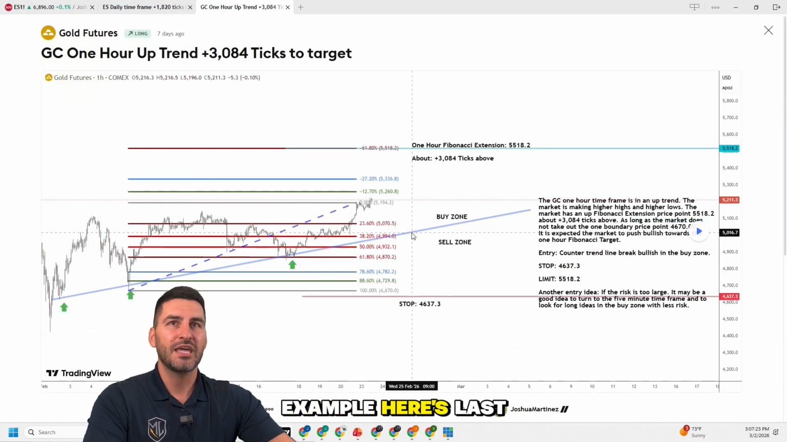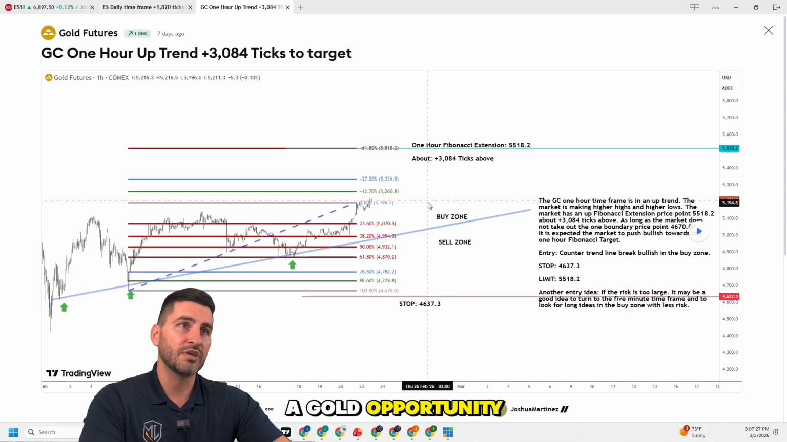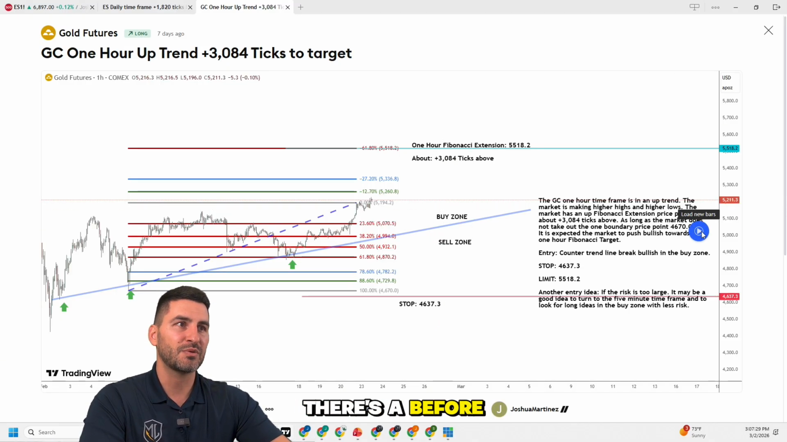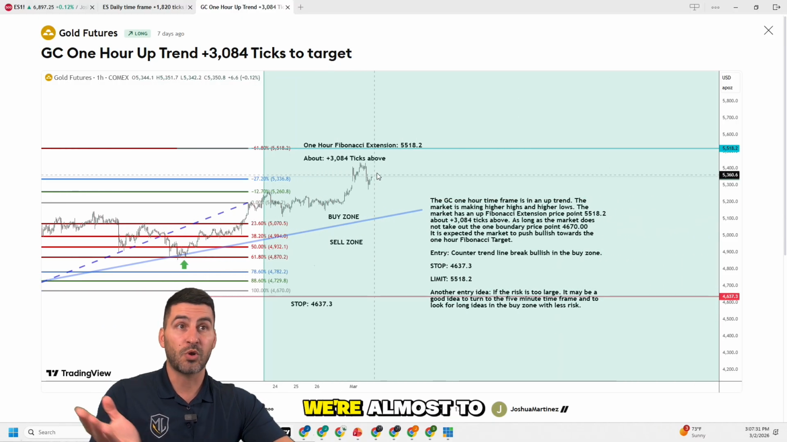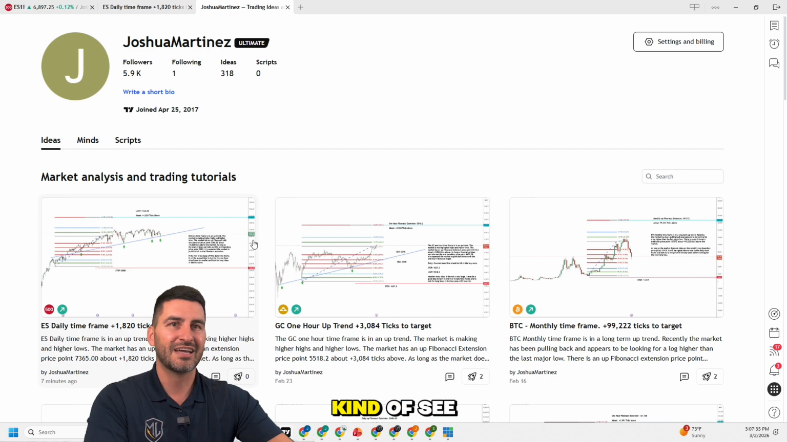So for example, here's last week's idea where we had a gold opportunity for 3,084 ticks. There's a before, press the play, kind of see we're almost to the limit, haven't hit it just yet. And then just kind of see one by one, kind of see where we're at.